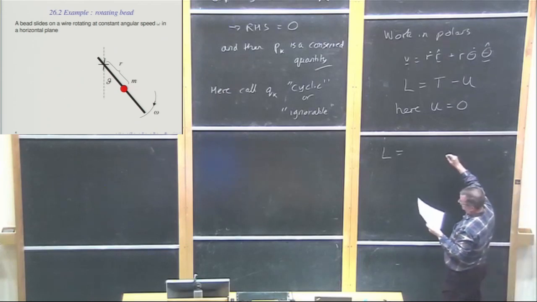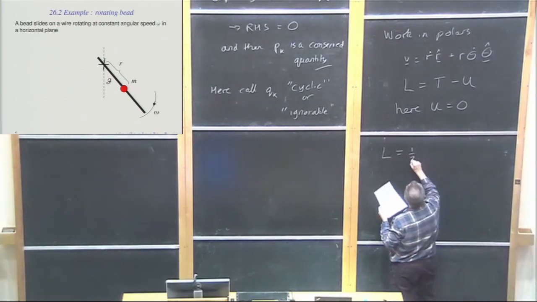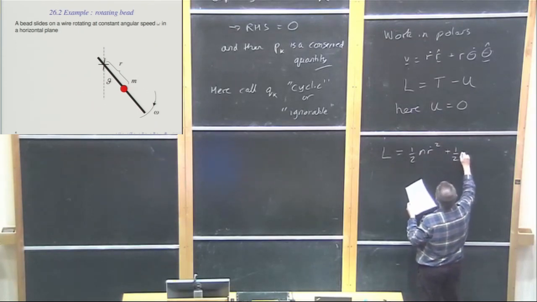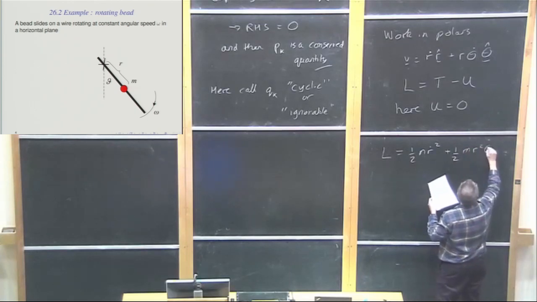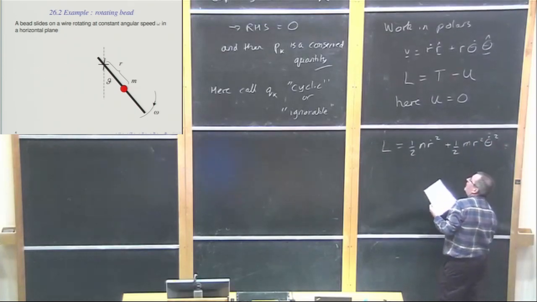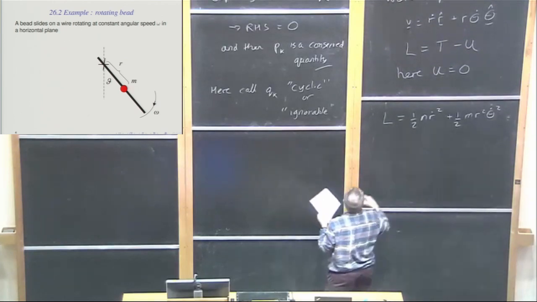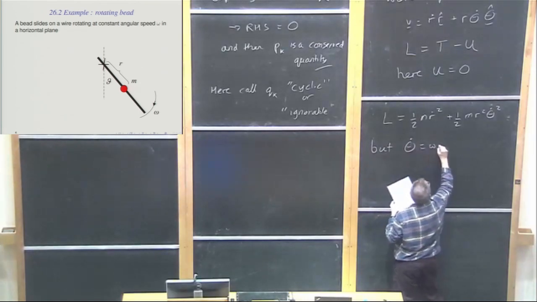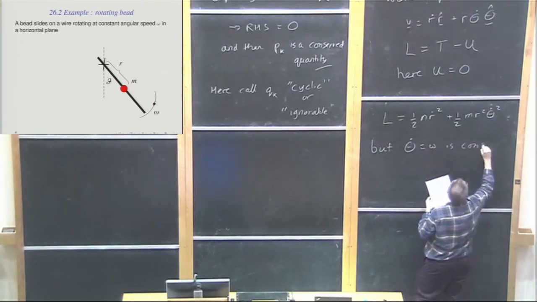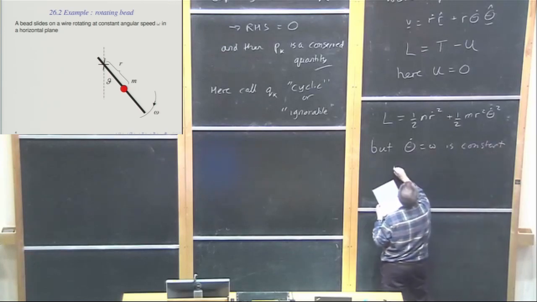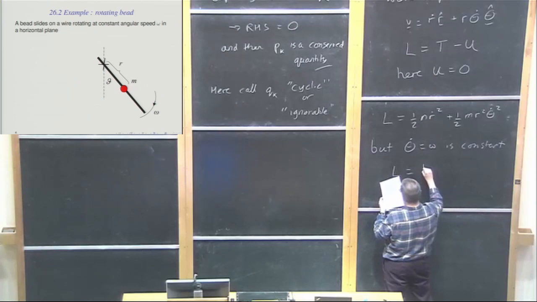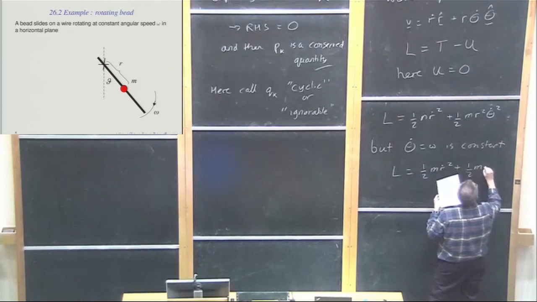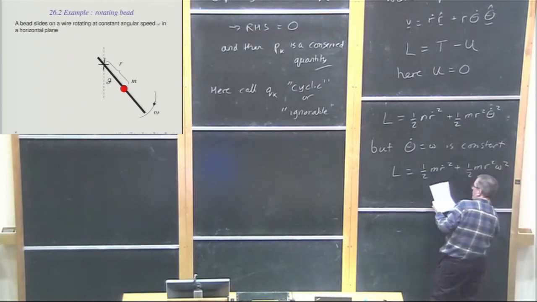the radial and the azimuthal. So it's a half m r dot squared plus a half m r squared theta dot squared, but it's going to be rotating at constant speed. So theta dot is omega, which is constant. So L is half m r dot squared plus a half m r squared omega squared.